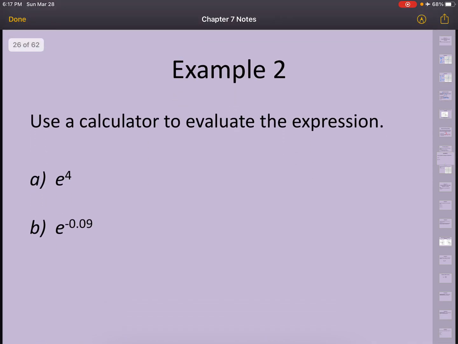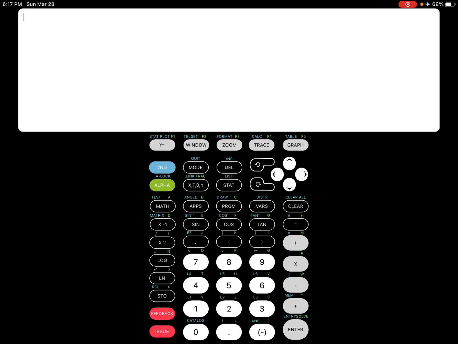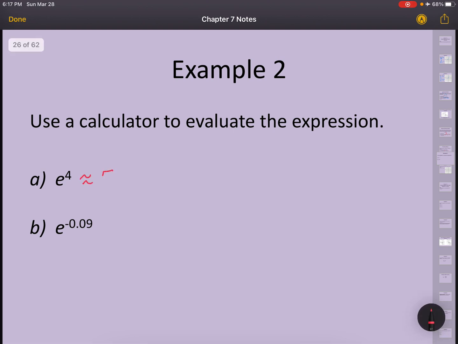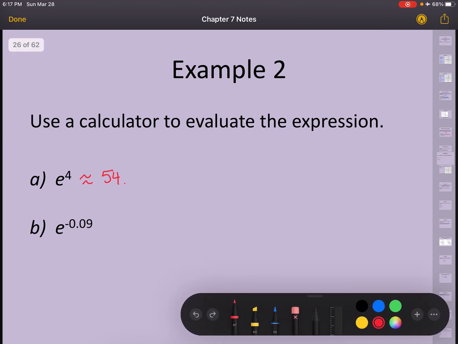Now in example 2, we're going to use the calculator to evaluate the Euler number with any kind of exponents that are given to you. So in A, we are going to evaluate e to the 4th power. In the graphing calculator, I need to do second ln button, which is below the log button. I need to put e to the 4th power, and let's say to 3 decimal places. That should be enough. So 54.598. So about 54.598.